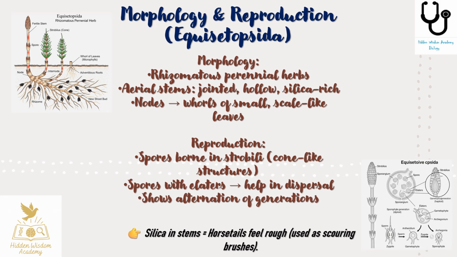Now, let's talk about morphology and reproduction of Equisetopsida. Equisetopsida are perennial herbs with underground rhizomes that live for many years. Their stems are hollow, jointed, and rough due to silica. Small, scale-like leaves grow in whorls at the nodes. They reproduce using cone-like strobili that produce spores. The spores have elaters that help in dispersal. Like other pteridophytes, they show alternation of generations.